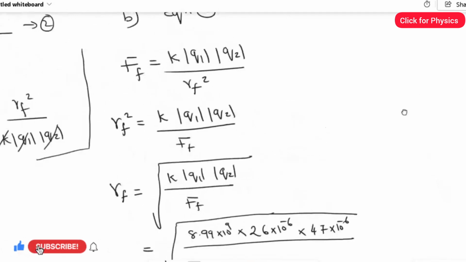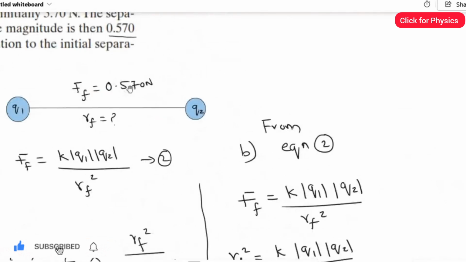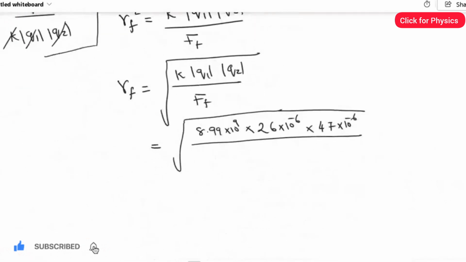What's the value of the final force? You can see here the final force is 0.57. So I have to write the value for final force, which is 0.57. So let's see what's the answer for the new separation value. Square root of 8.99 times 10 power 9 times 26 times 10 power minus 6 times 47 times 10 power minus 6 divided by 0.57.